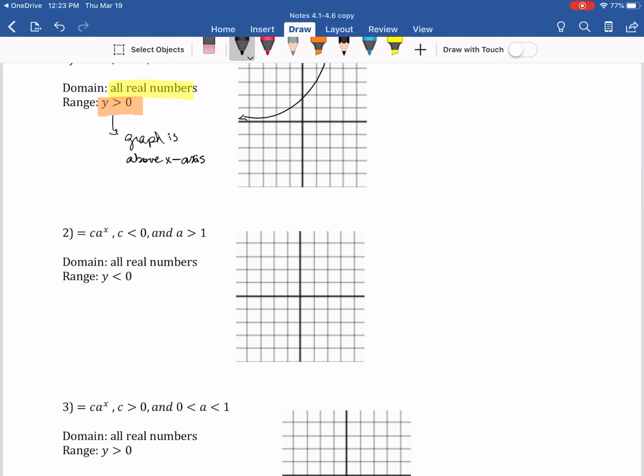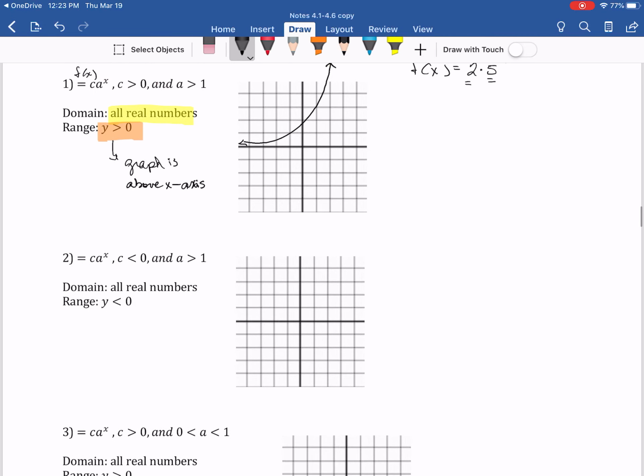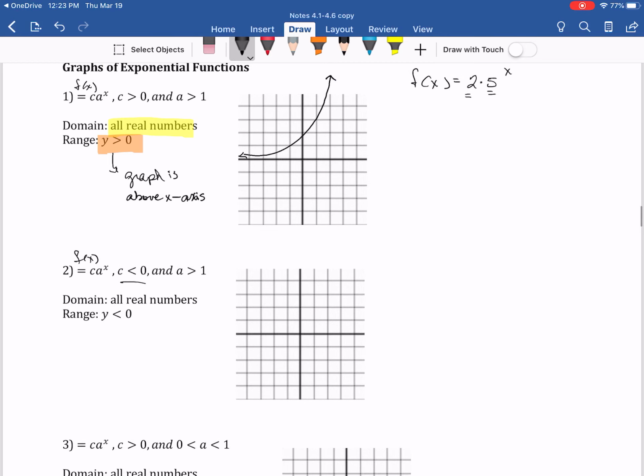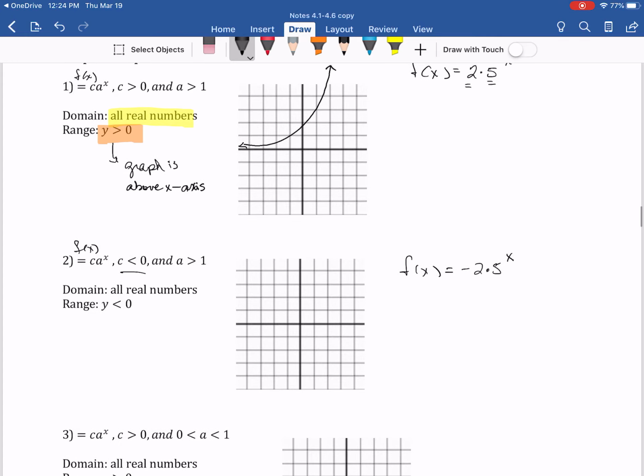In the next example, let's make this f of x once again. Our function has a leading coefficient that this time is negative, but the base is still something bigger than 1. To make sense out of this, you might consider a function like negative 2 times 5 to the x. So what effect does that negative sign have on your function from above?